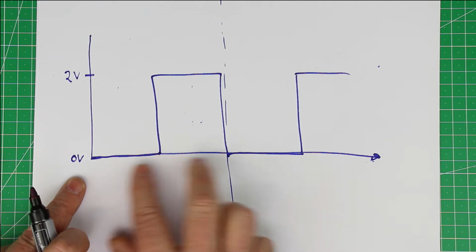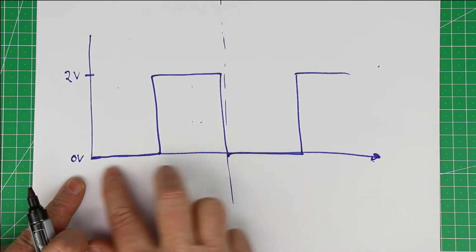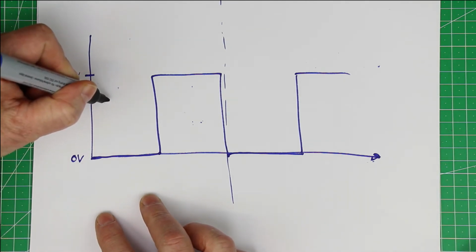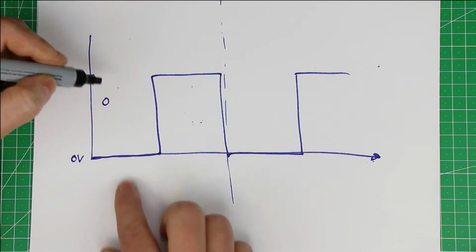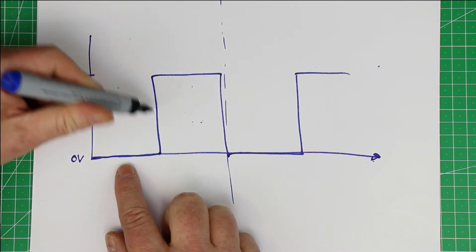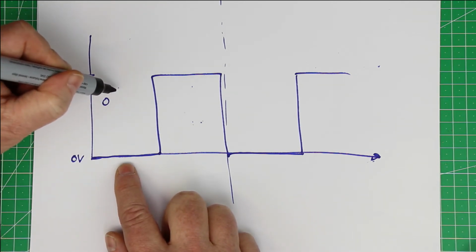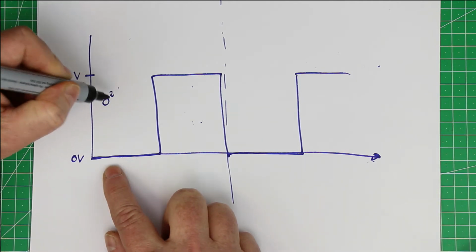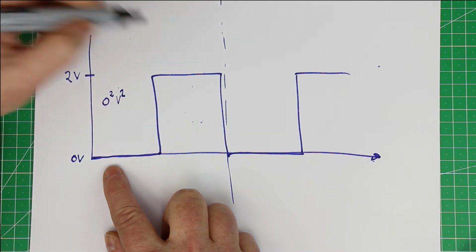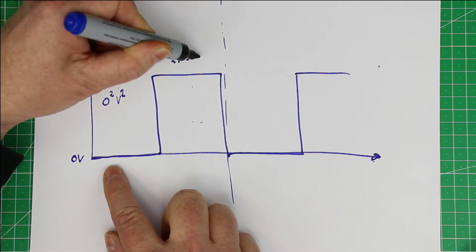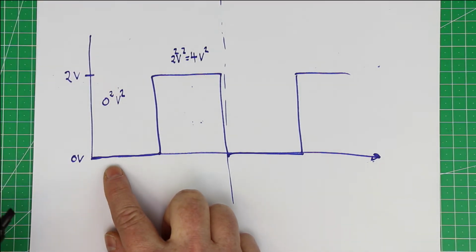We only have 2 areas with constant voltage, and we simply take the squares of the voltage. We don't have to calculate any resistance because we first square the voltages and in the end we take the square root again, so any resistance would cancel out. So here we have 0 volts squared, and here we have 2 volts squared, which gives us 4 volts squared.